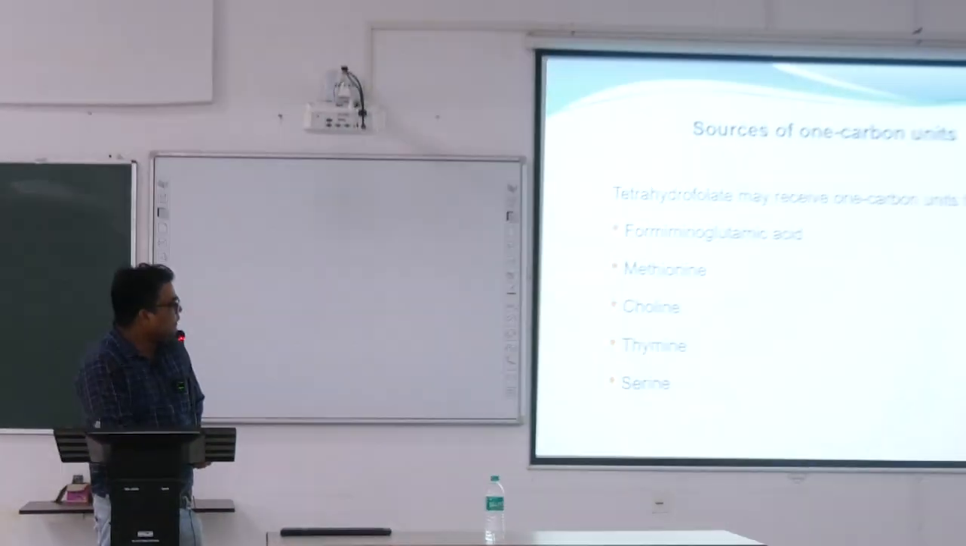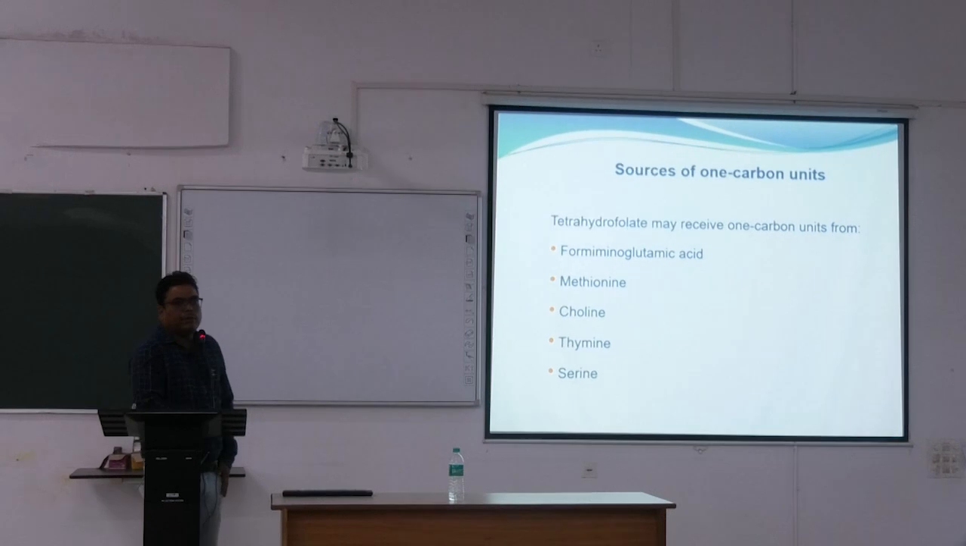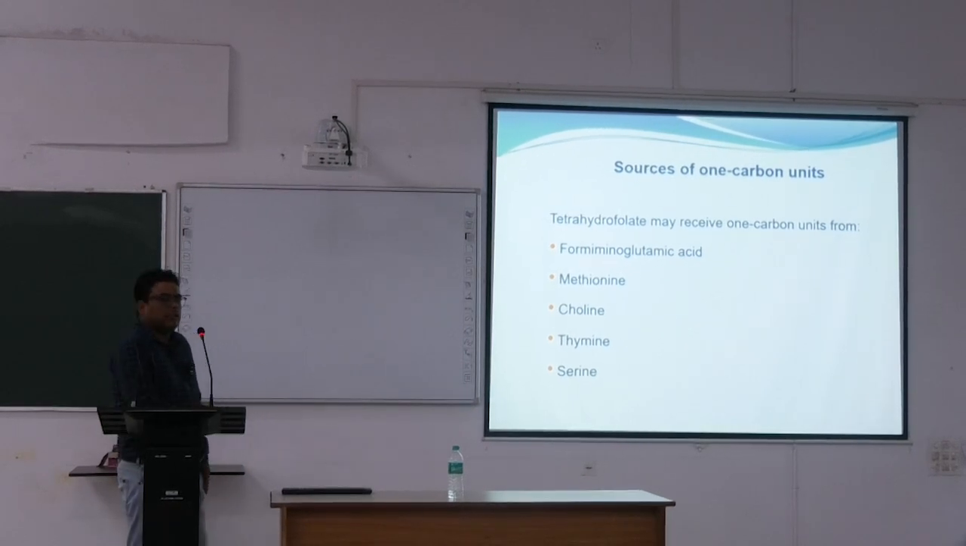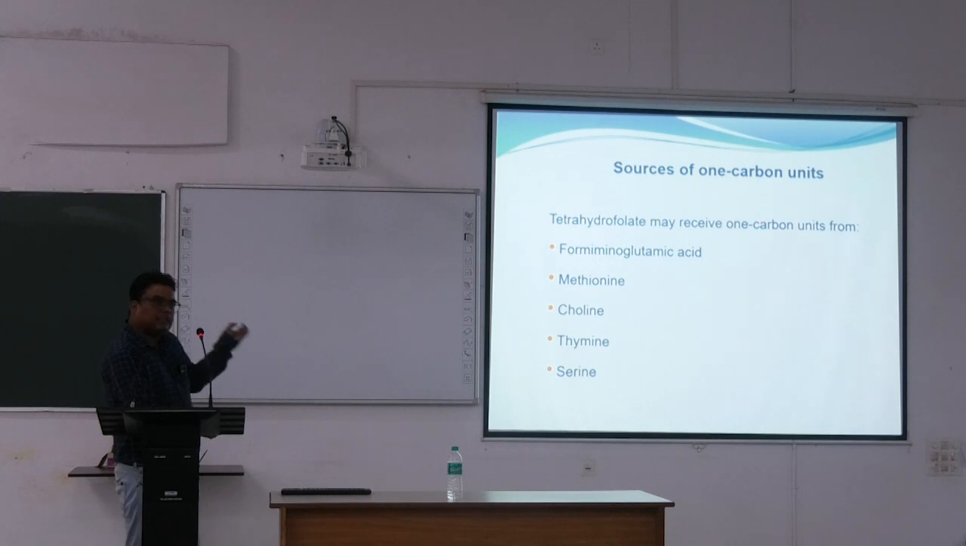So all these are what? Amino acids: methionine, choline, thymine, serine, and formiminoglutamic acid. This is a major source of one carbon units. From these sources, the one carbon units come.